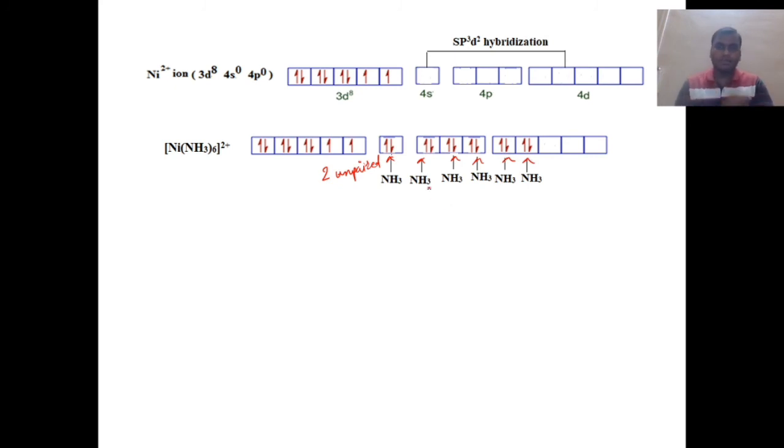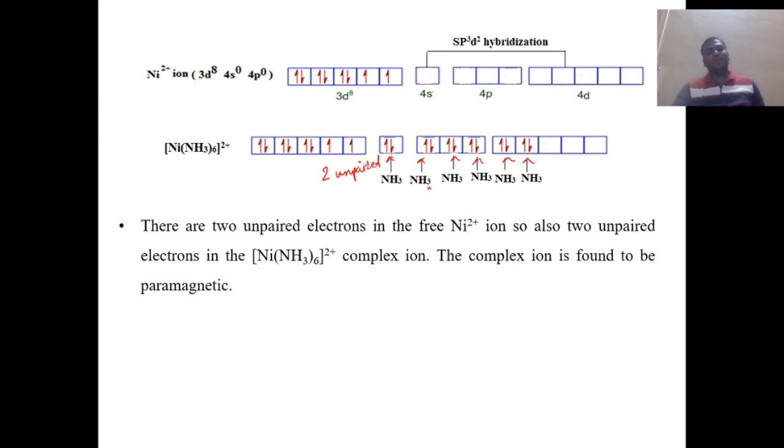So this is how the sp3d2 hybridization also takes place in [Ni(NH3)6]2+. Here we can find out how many unpaired electrons there are. There are 2 unpaired electrons in the free Ni2+ ion, so also 2 unpaired electrons in the [Ni(NH3)6]2+ complex ion. So we found that the presence of 2 unpaired electrons leads to the complex being paramagnetic.